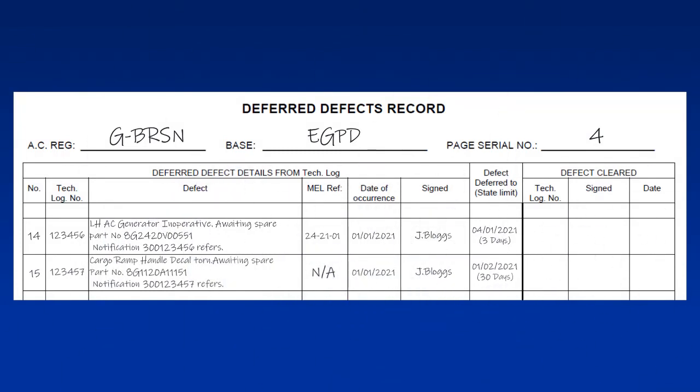Notice that the MEL reference can be marked as not applicable or NA, as the deferment is not in the MEL. The duration for the defect limit has been selected as 30 days. SAP EMX requires 30, 60, 90 or 120 days to be selected.